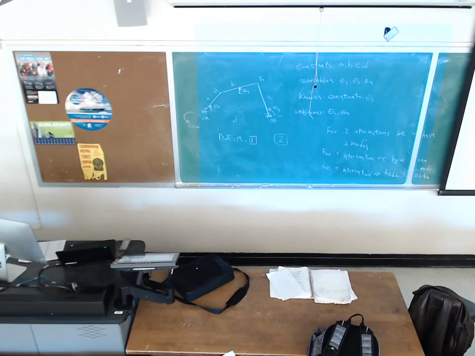Okay. What about this one? I know the length of the link and the angle. I can simply draw this. Can you do that? You know theta 2, and you know the length of the link. So you can locate point A, the position of point A.